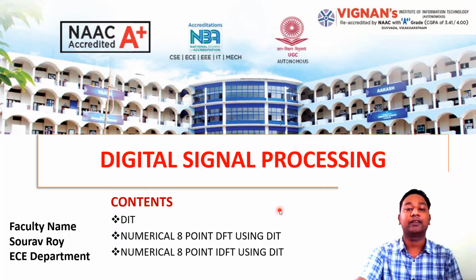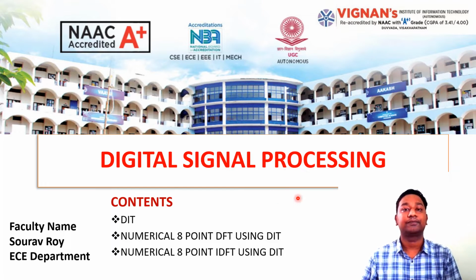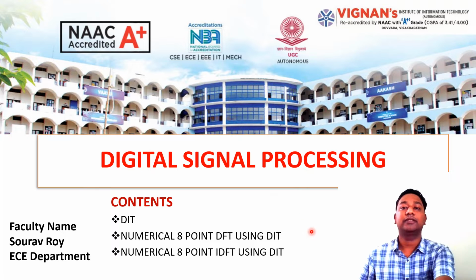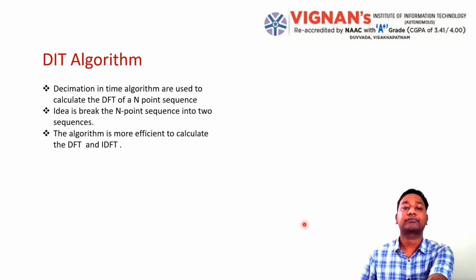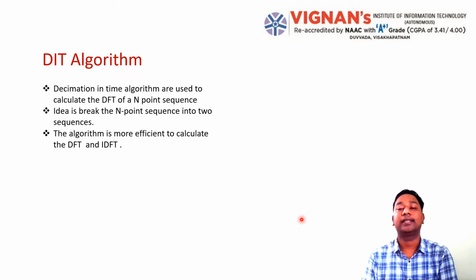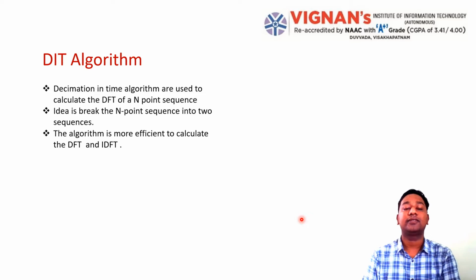What is the DIT algorithm? DIT is the decimation in time algorithm. We use DIT to calculate the discrete Fourier transform of a sequence as well as the inverse discrete Fourier transform of the sequence. The input n-point sequence is broken into two sequences. The algorithm is more efficient for calculating the discrete Fourier transform as well as the inverse discrete Fourier transform.